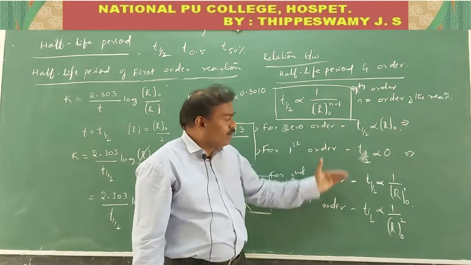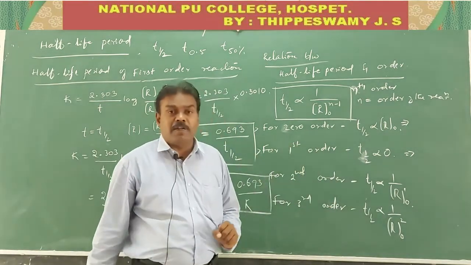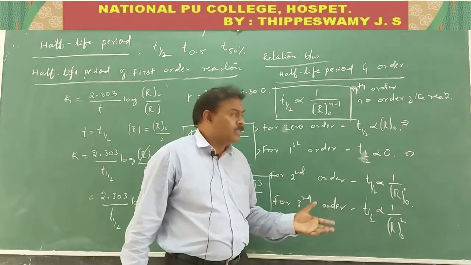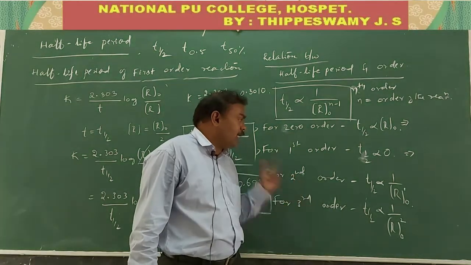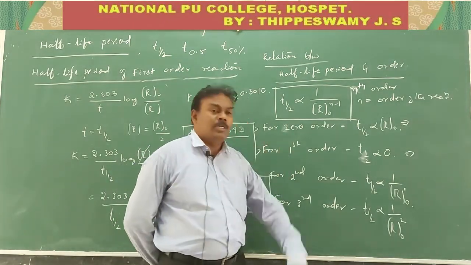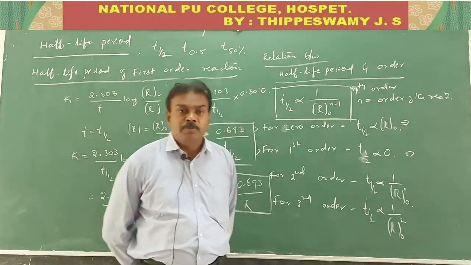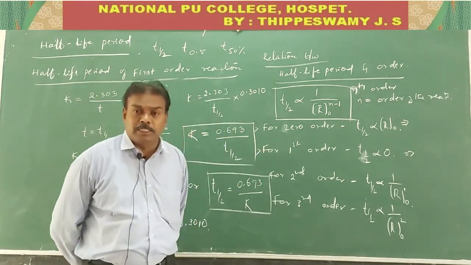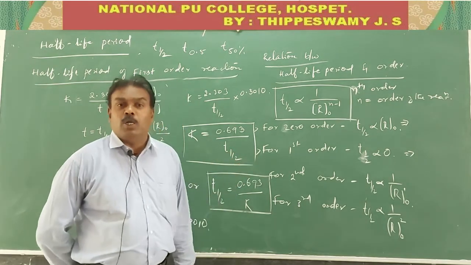This tells how the half-life period of a reaction and the initial concentration of reactants are related in zero order, first order, second order or third order. In this manner we should know some points regarding the half-life period and the order of the reaction. These are all very important.